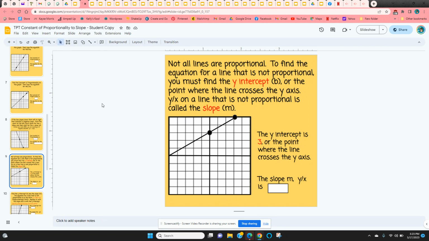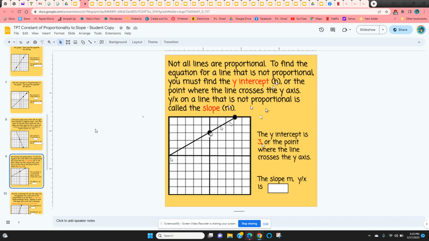Now on slide 9, we're going to move into slope of a line that is not proportional. So it's a straight line, but it doesn't go through the origin. So we have to look at one more thing on this line. We have to look for the y-intercept. So the equation for the line is y equals mx plus b. B is that y-intercept. So they can see the line intercepts the y-axis at 3. So b, or the y-intercept, would be 3.